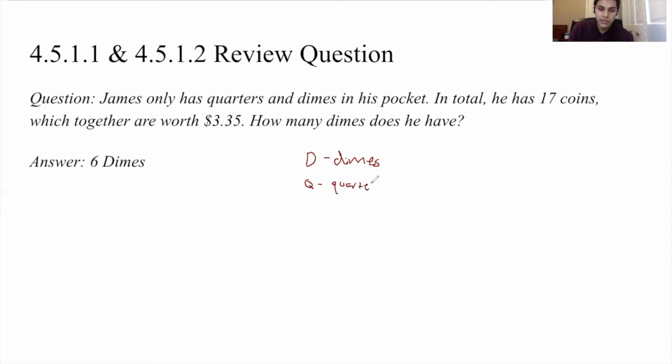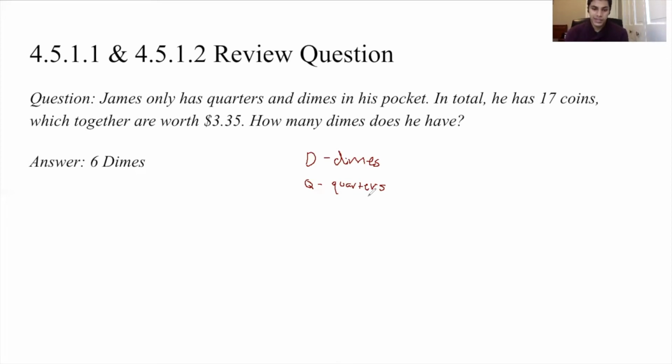And you can name these variables anything. You could name them X or Y or T, but I choose to call them D and Q because D is the first letter of dimes and Q is the first letter of quarters. So it's just a little bit better for remembering which is which so you don't get them mixed up. All right, so now you have your 2 variables, D and Q.